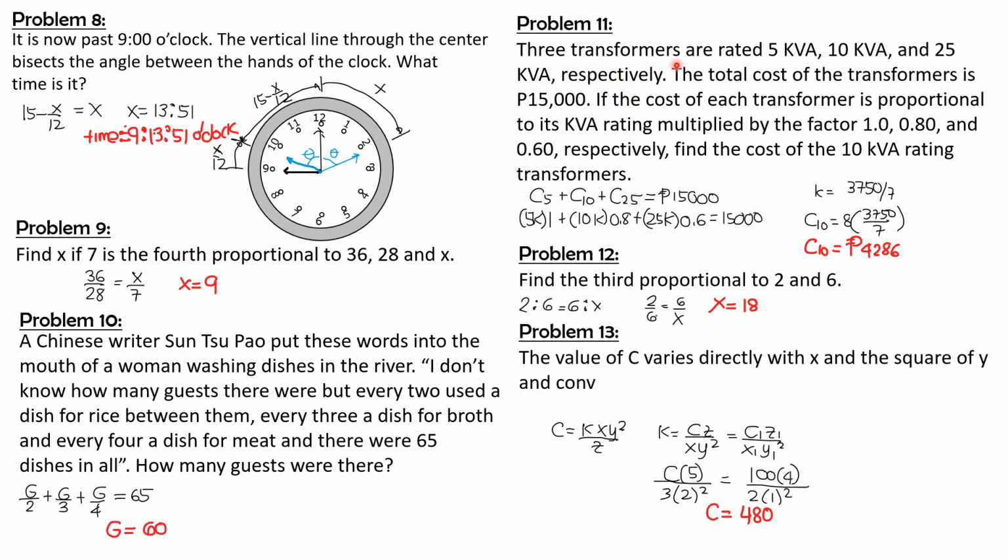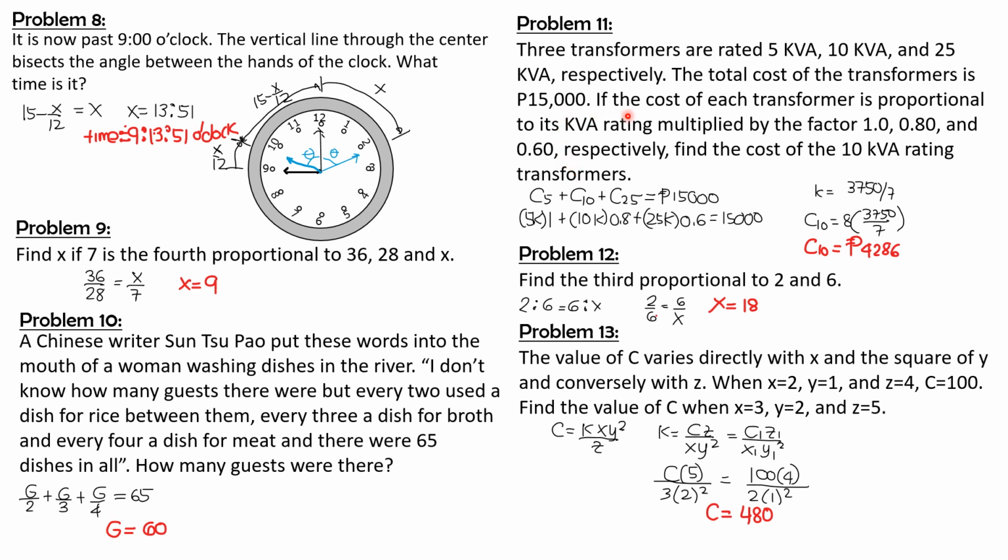Problem 11: three transformers are rated 5 kilovolt-amperes, 10 kilovolt-amperes, and 25 kilovolt-amperes respectively. The total cost of the transformers is 15,000 pesos. If the cost of each transformer is proportional to its kVA rating multiplied by the factors 1.0, 0.8, and 0.6 respectively, find the cost of the 10 kVA rating transformer.